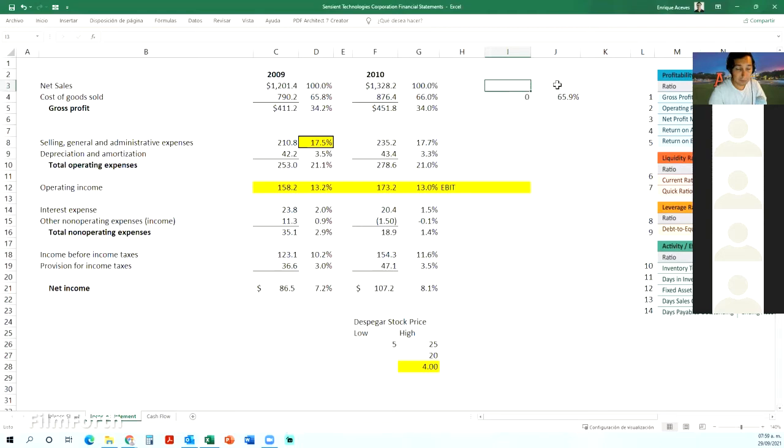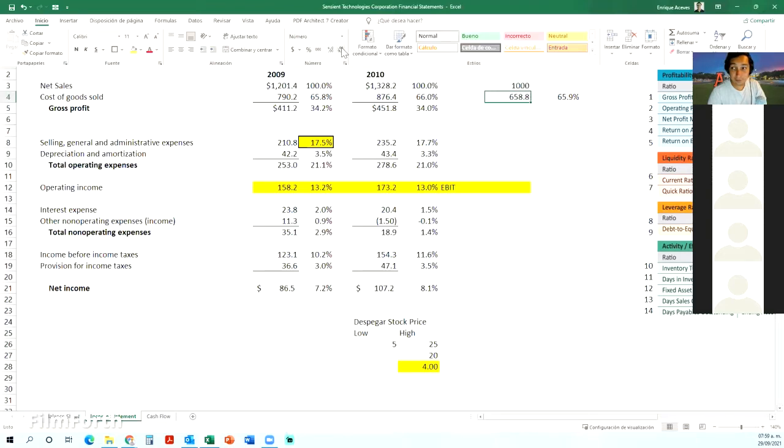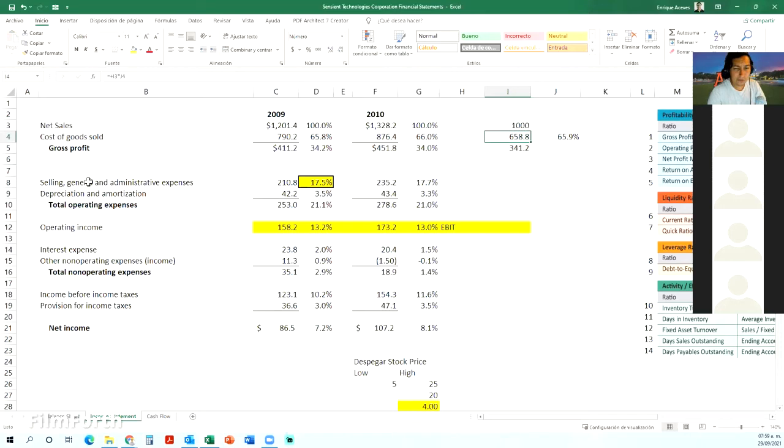So if I don't know, I will make up a figure. If I have 1,000, I know that for 1,000 of sales I will have 658 of cost. And the same, how much do you get from selling, general and administrative expenses? For 1,000 of total sales for that year, we can put it as year 2011. How much do you get from selling and general administrative expenses? 176. Okay.